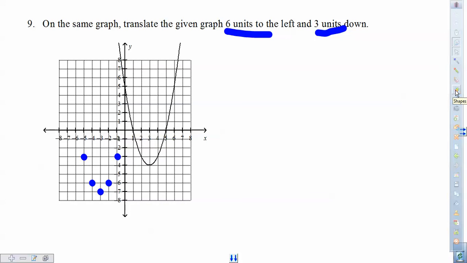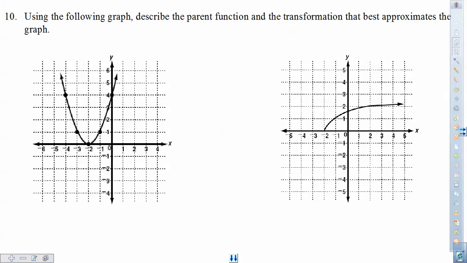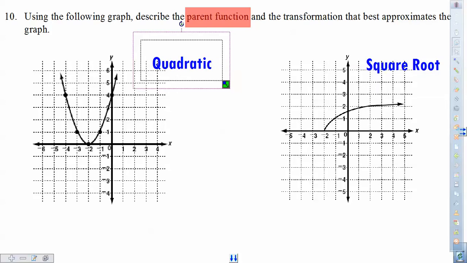Let's look at another one. Alright, getting closer to the end here, just looking at these ones here. 2 things I want you guys to do. The first thing I want you guys to do is to name the parent function. We did that a little bit earlier. Remember the big names there. Constant, linear, quadratic, cubic, and square root. So I want you to do that for those.